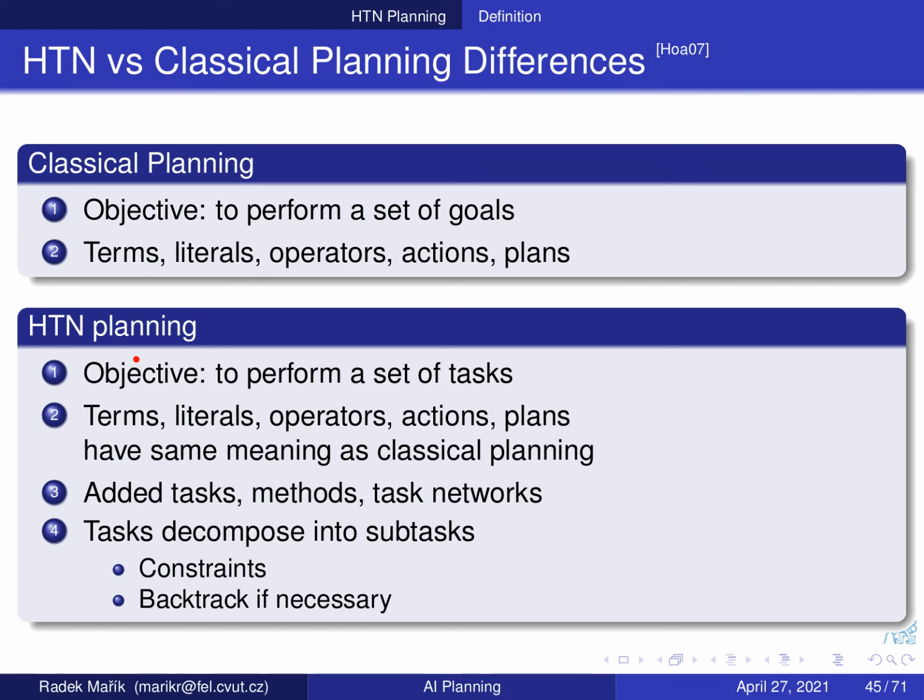In HTN planning, the objective is to perform a set of tasks, where these terms are used as in classical planning. However, you also add so-called task methods and task networks. And one of the features is that these tasks can be decomposed into subtasks. Of course, it generates constraints, and you need to backtrack if necessary.